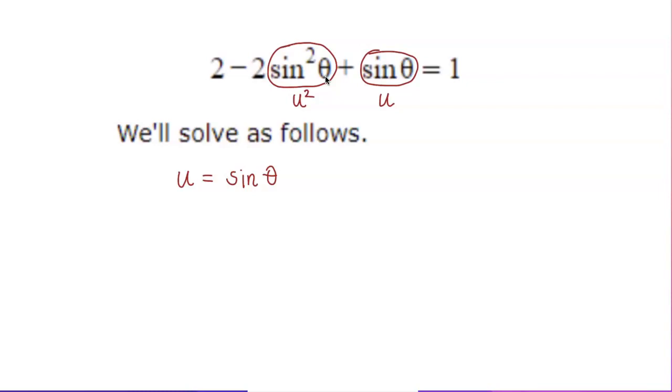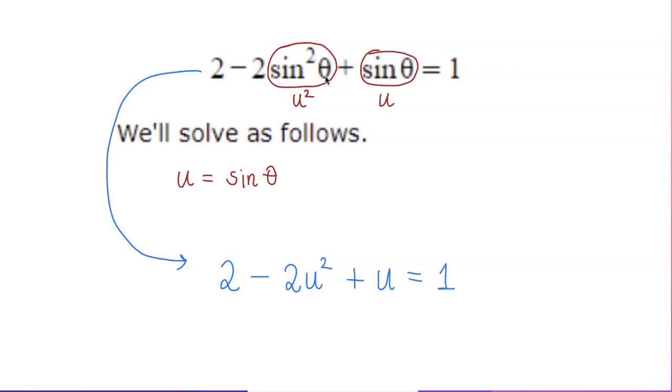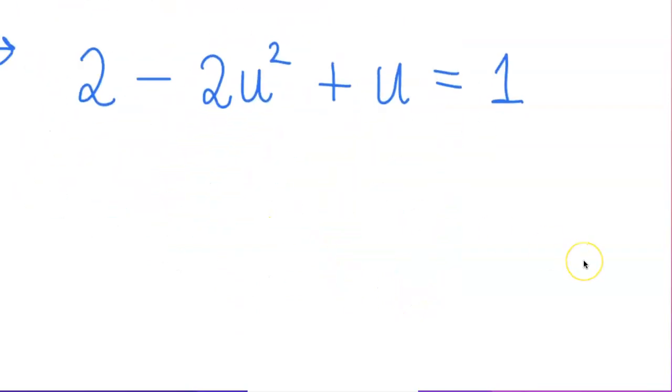So let me rewrite this equation with some substitution to make it look a little easier. Then I will get 2 minus 2u squared plus u equals 1. I am going to solve this equation now, and when we are done solving for u, we'll give u its name back. So it's a mess right here.